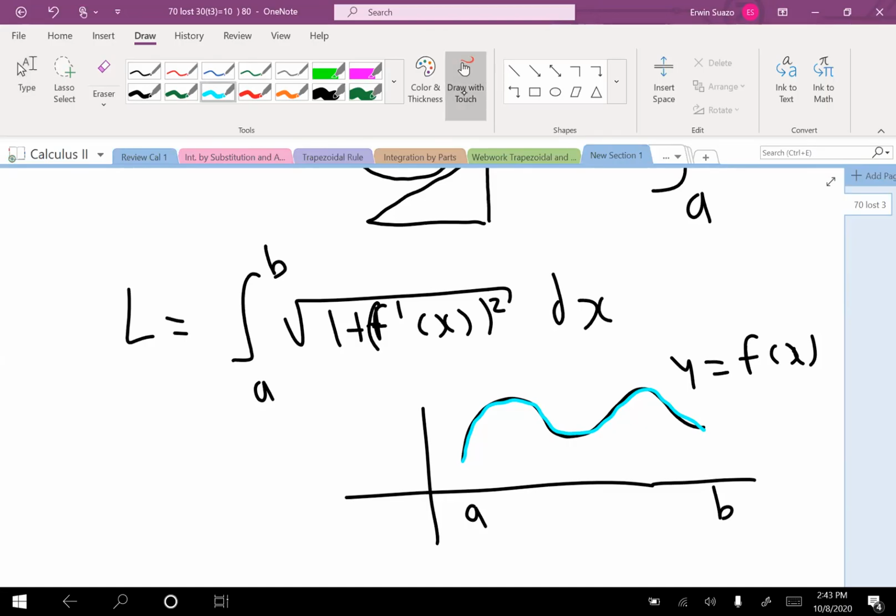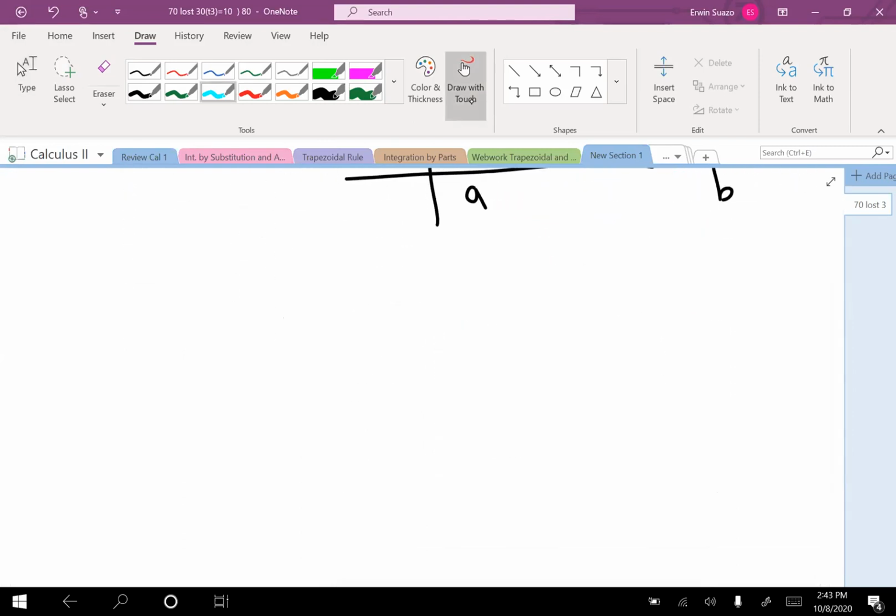So we will find the length of the curve. That's the good thing. You can approximate. So with approximation, you can find any length, any area by approximation. Okay, so let's make this example. This is the example.